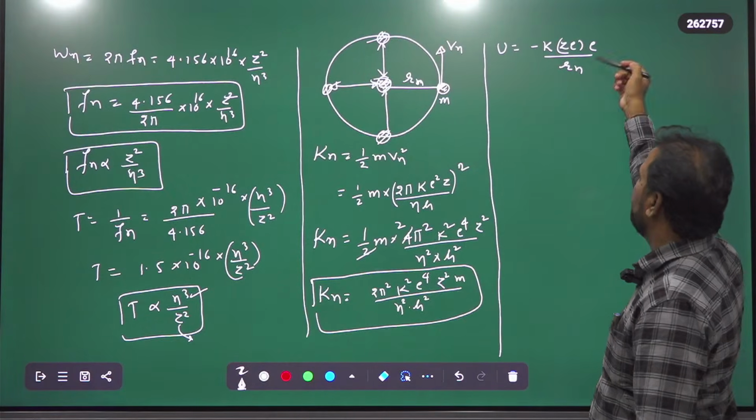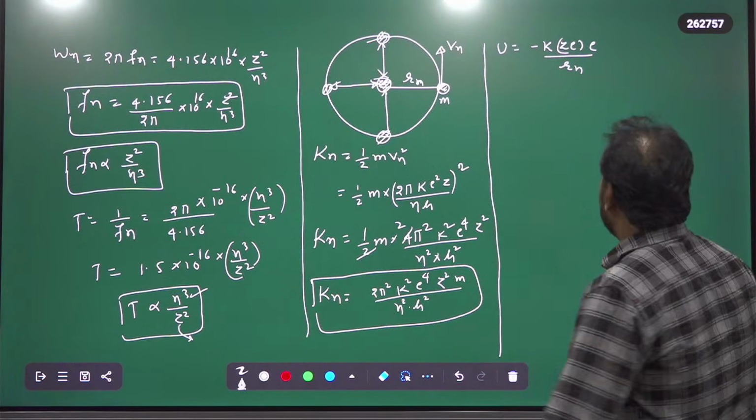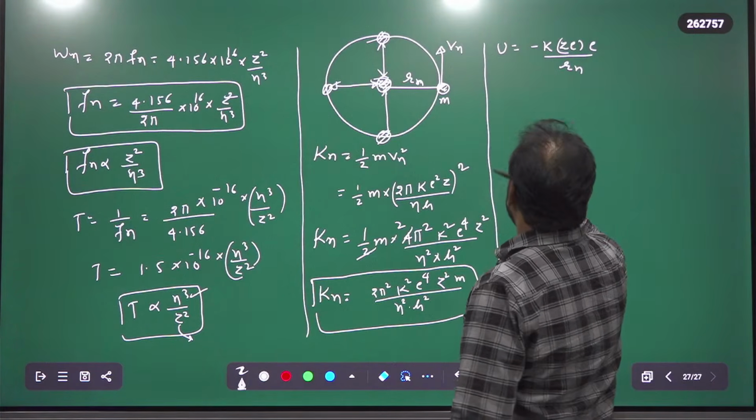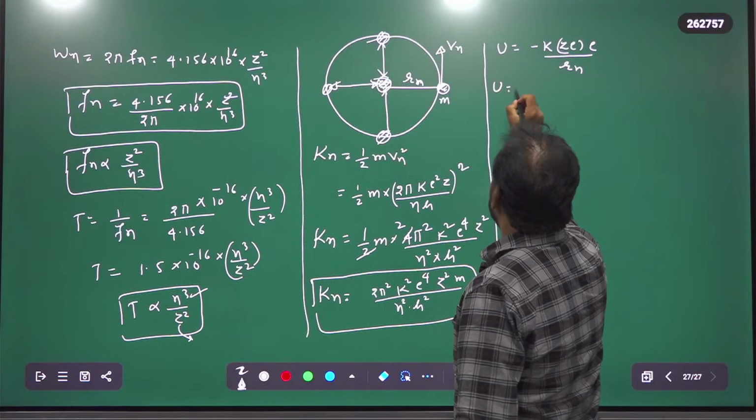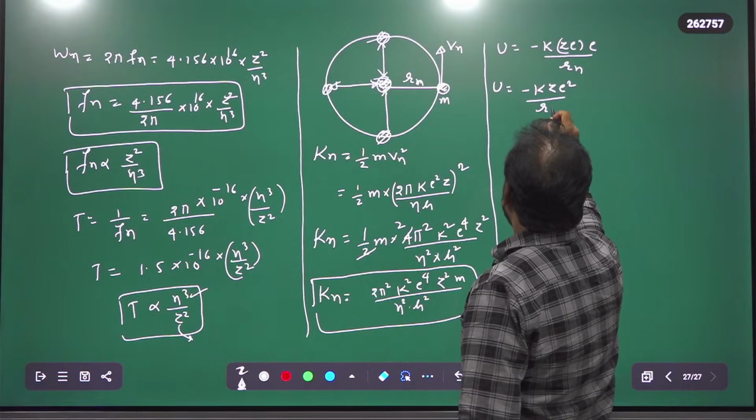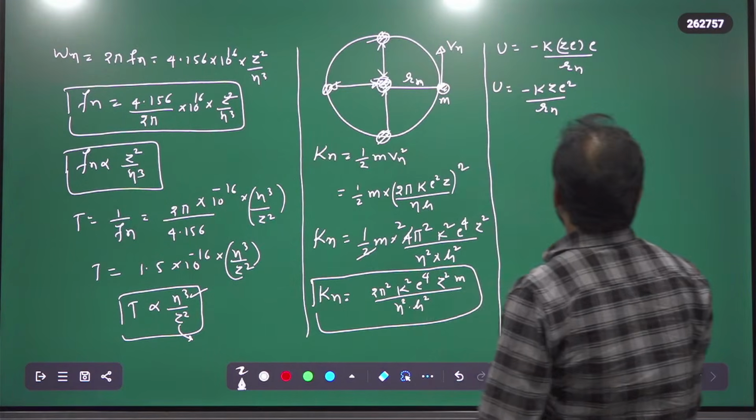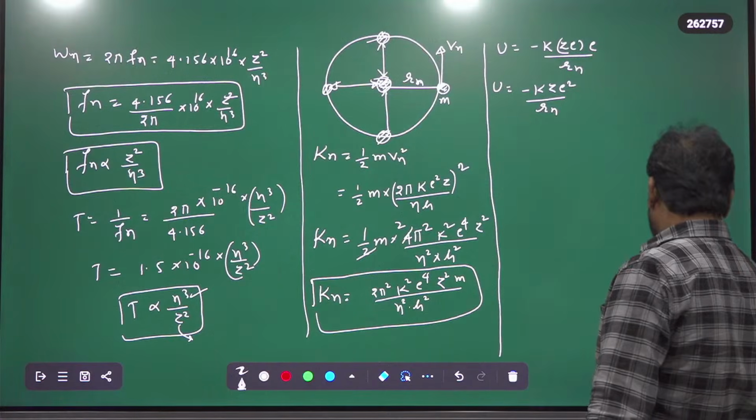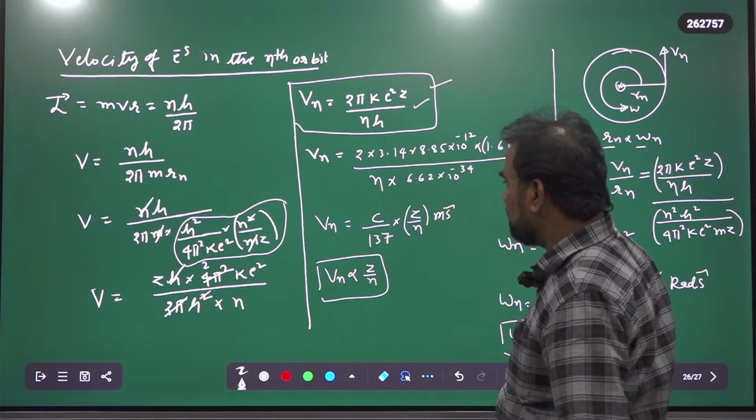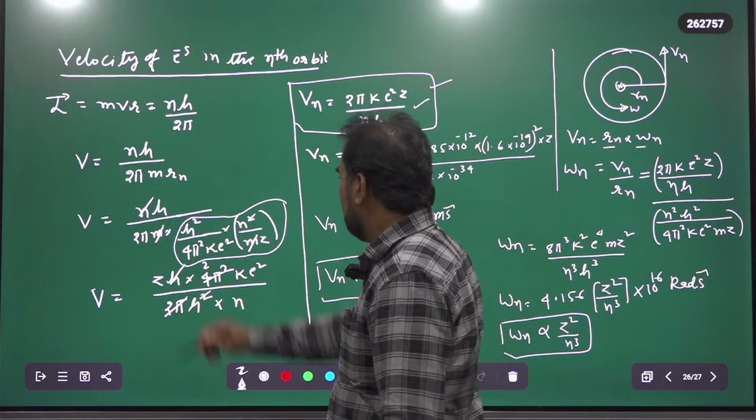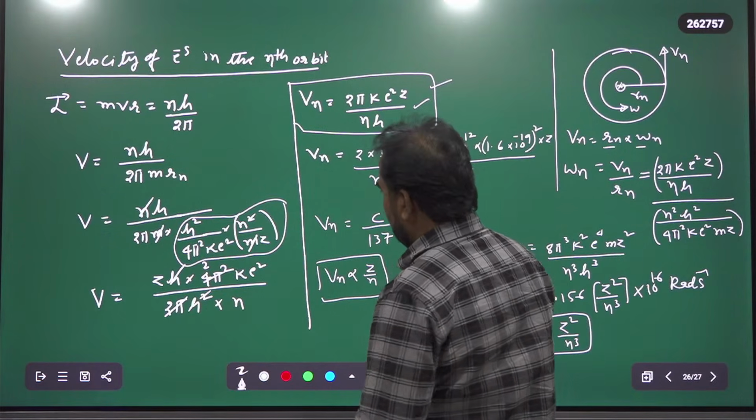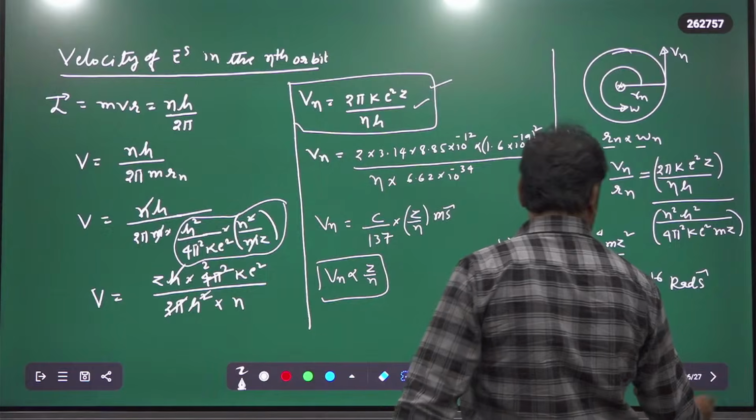The electrostatic potential energy is U equal to k into Q1 Q2 upon Rn. The R value is already known. That is, minus k into Ze into e upon Rn, which is U equal to minus k Z e square upon Rn. But we already know the value of the radius. The value of the radius is equal to h square upon 4 pi square k e square.